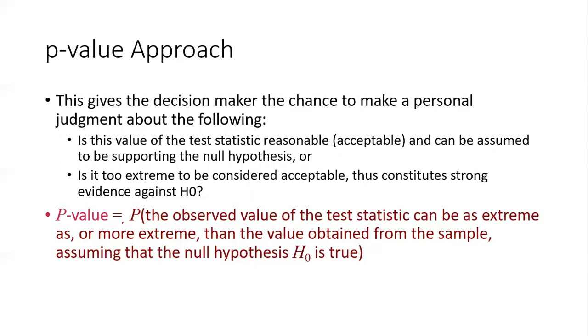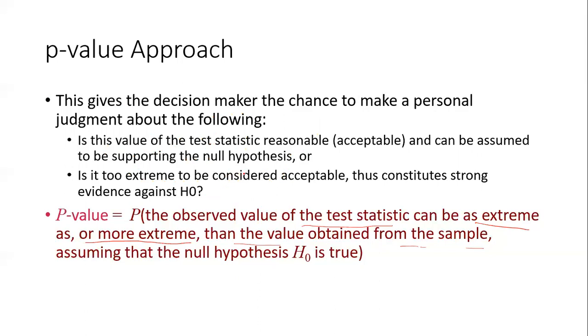How do we calculate it? It's the probability that the observed value of the test statistic can be as extreme as or more extreme than the value obtained from the sample, assuming that the null hypothesis H0 is true. The p-value gives the decision maker the chance to make a personal judgment: is this value of the test statistic reasonable and can be assumed to be supporting the null hypothesis, or is it too extreme to be considered acceptable and thus constitutes strong evidence against H0?